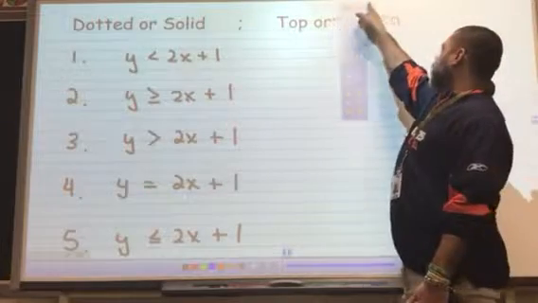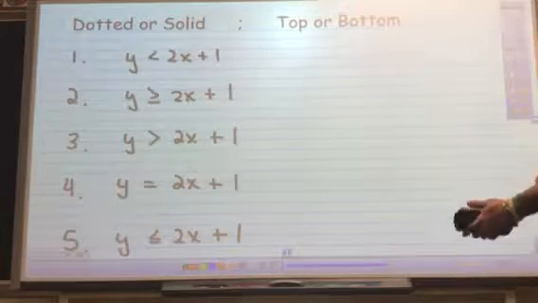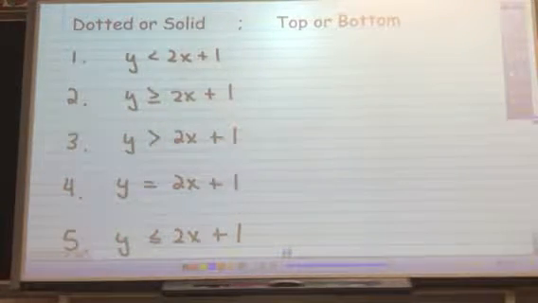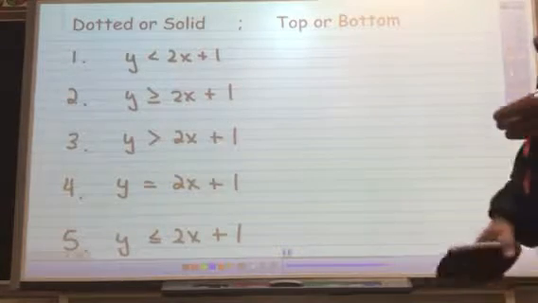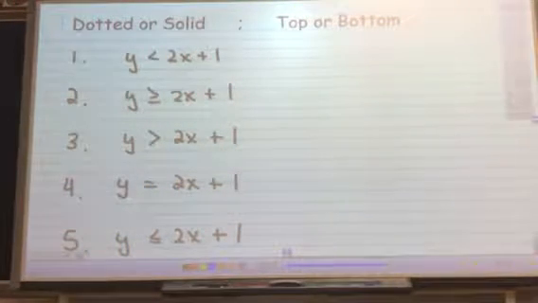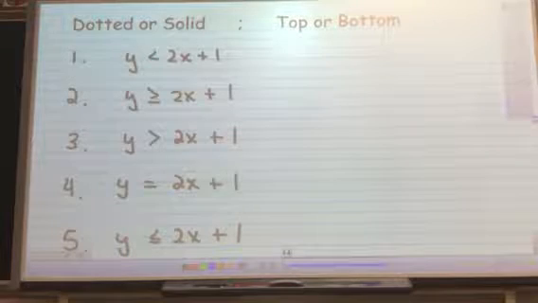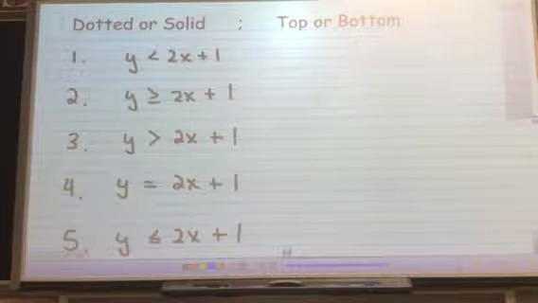All right, on your paper, just like we did yesterday, here are these 5. I want you to decide, is it dotted or solid? Or do we shade on the top or bottom? So please pause the video and give the students 1 minute to complete these 5 problems.